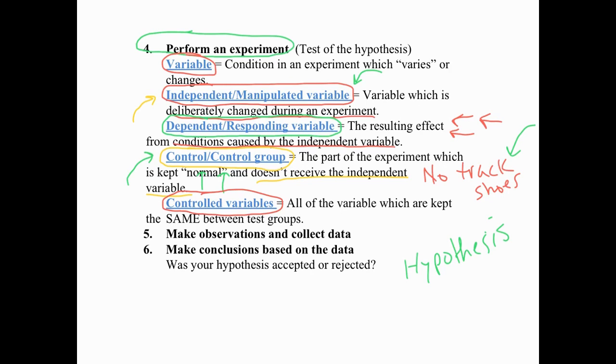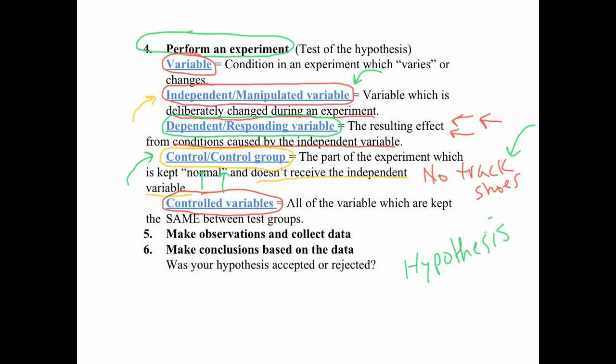Everything else has to stay exactly the same. So, one group of flowers gets orange juice, the other gets water. But they have to be the same type of flowers. You can't have roses in one group and daisies in the other. They both have to get the same exact amount of sunlight. They both have to be in the same type of soil. They have to get the same type of fertilizer, etc. The only thing you can change is your independent variable, and in that case, it was the orange juice.